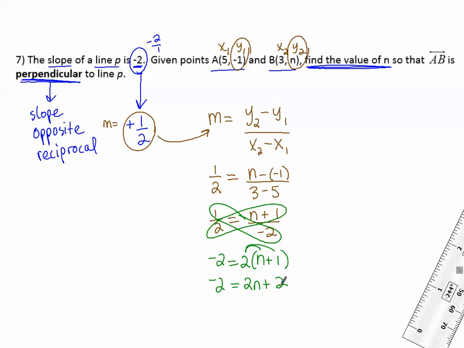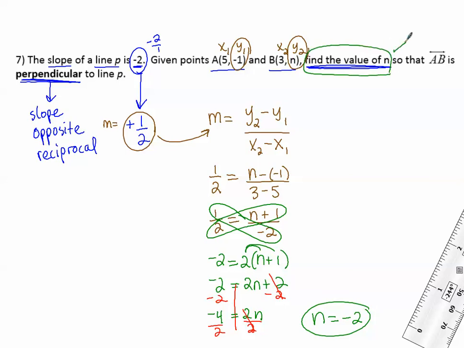If it's easier, switch sides so that all of the stuff with the variable is on the other side. If that's easier for you, I'm going to continue to solve. Subtracting 2 on both sides leaves us with -4 equals 2n. And then we divide both sides by 2. So n equals, see n is by itself, -4 divided by 2 is -2. n is -2. They told us find the value of n, and we've done that.